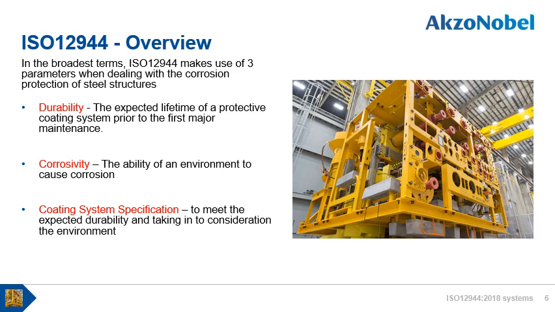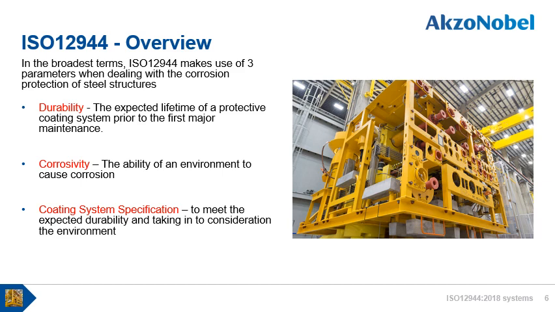In the broadest terms, the ISO 12944 standard makes use of the following three parameters when recommending systems for corrosion protection of steel structures. Durability. This is the expected life of the coating system up to the first major maintenance. It is assumed that regular coating inspection and minor maintenance will always be required throughout the structure's life.